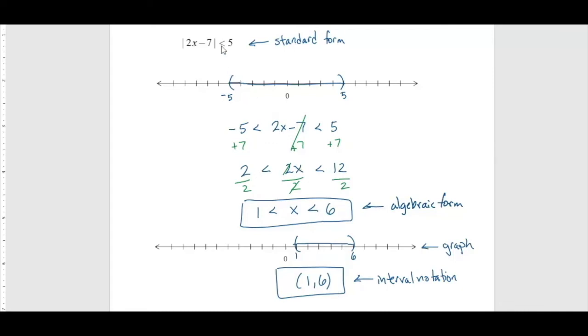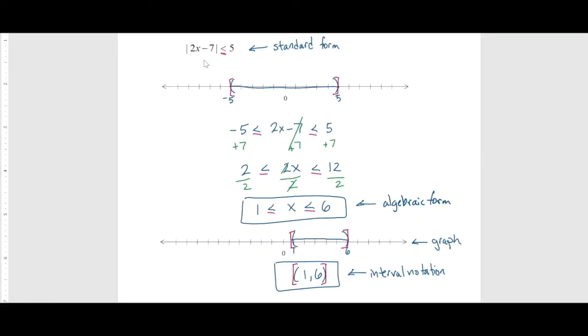If this had said less than or equal to, then we would use the square or closed brackets, and we would use or equal to on each of these inequalities. And of course, we would have the square brackets here in our final answer. But that's the only difference. The basic template is the same for any less than.